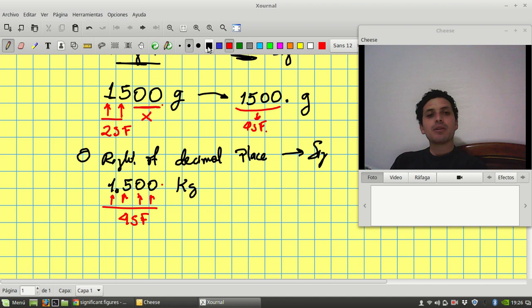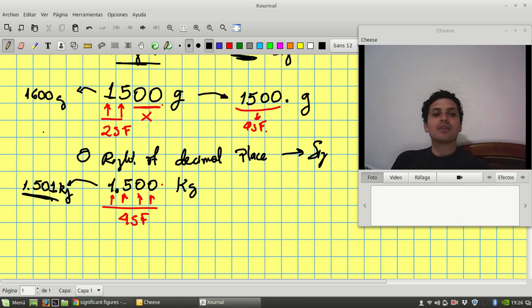And maybe you will ask, but what is the difference? The difference is that the next number that I can measure here will be 1,600 grams, and the next number I can measure here is 1.501 kilograms. This value is more precise, more accurate than this. That's pretty cool. That's why we use significant figures.